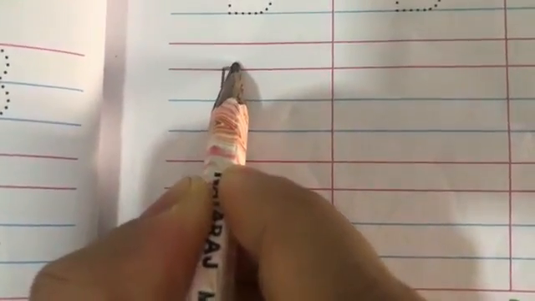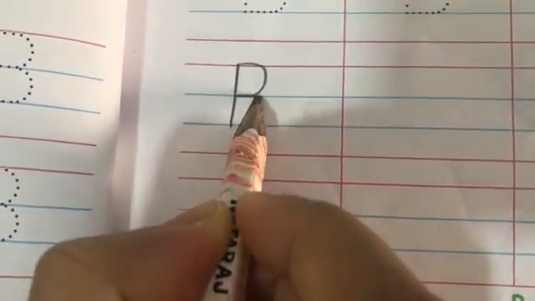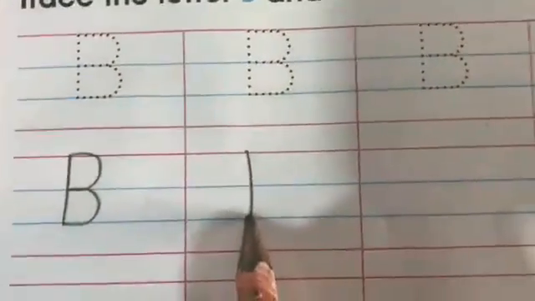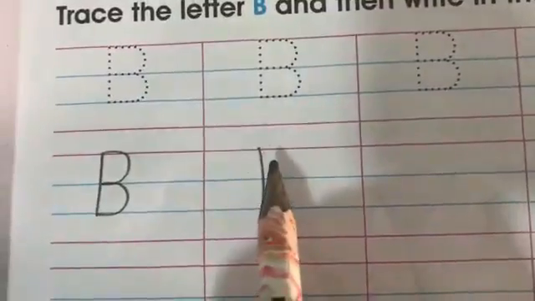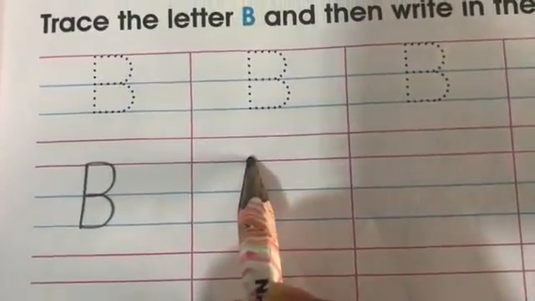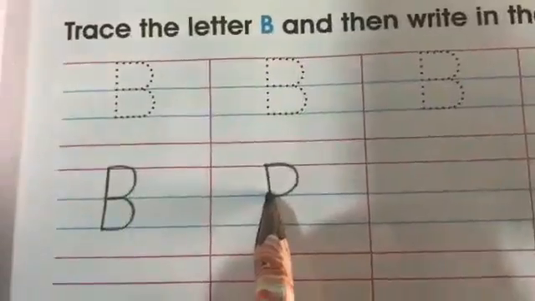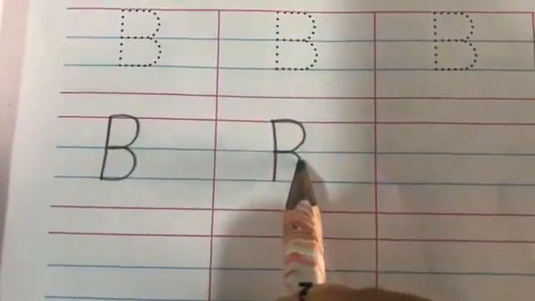How to write B? First draw a standing line. Start from the red line to the third line. First a standing line, then two right curves from the red line to the second line and one more curve from the second line to the third line, B. First a standing line, stop at the third line. Then two right curves. First curve from the first line to the second line and a second curve from the second line to the third line. Complete this page.